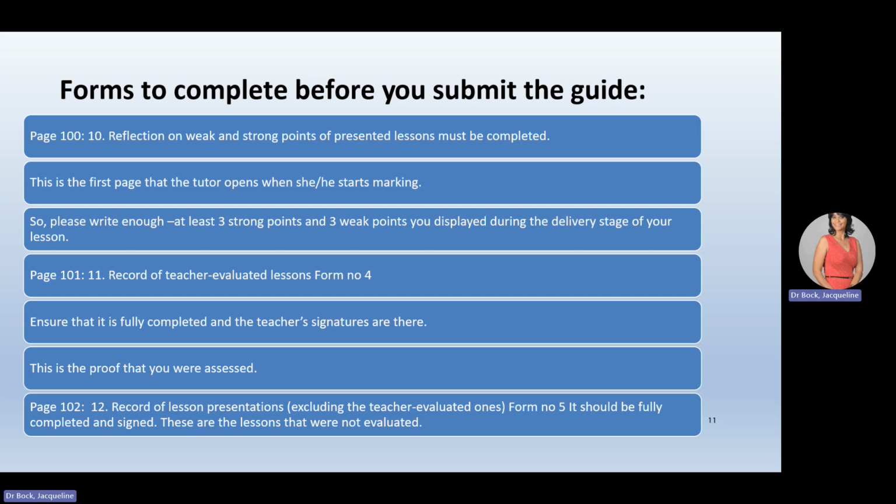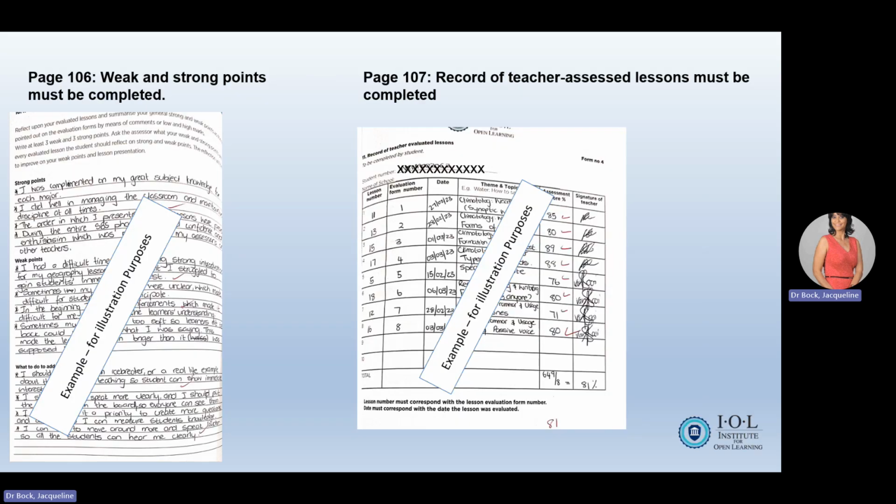Then we go here to page 106. Here, the strong points and the weaknesses. The weak points must be completed. You see how beautifully the student completed it. And page 107 is a record of the teacher assessed lessons of the student that must be completed.